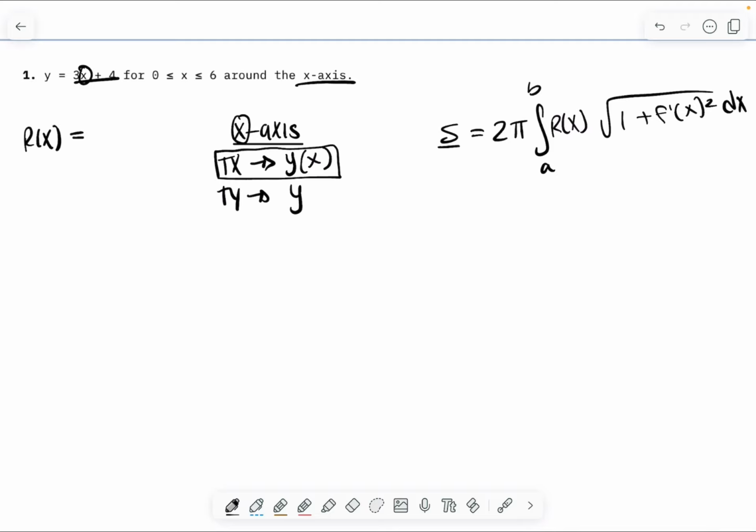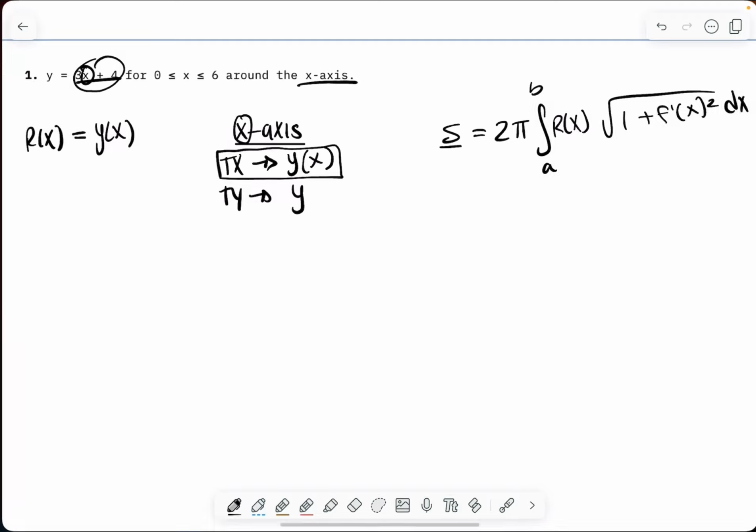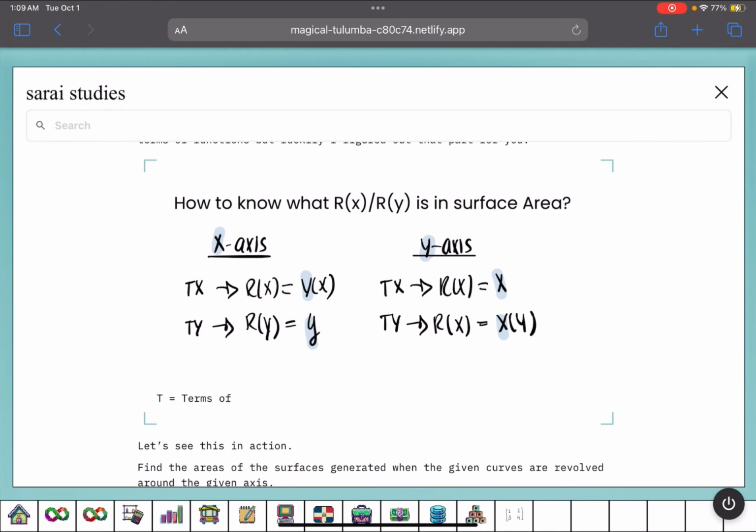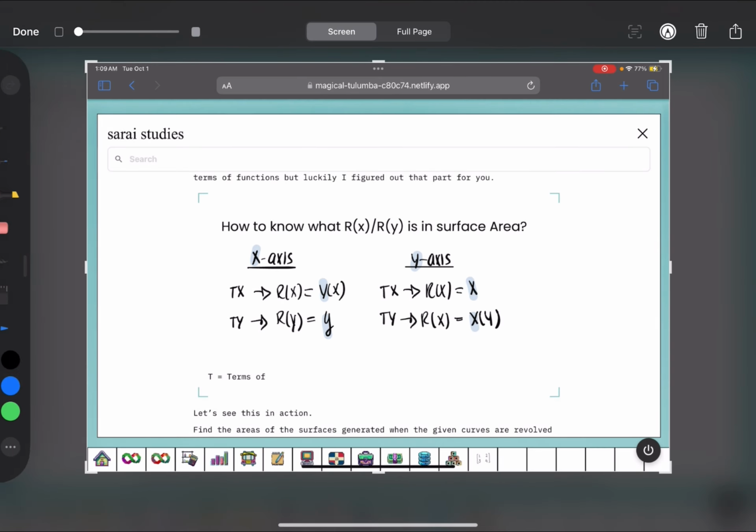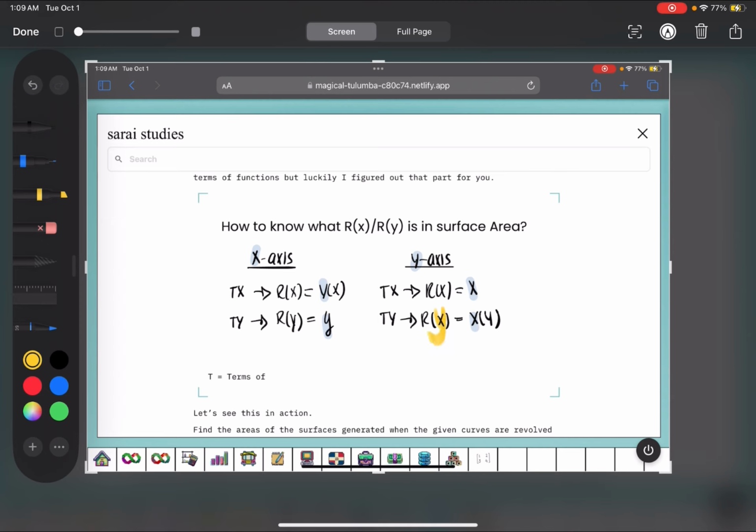So because my equation is in terms of x, my r of x is going to be y of x. So that's what's here on my site. This is literally what I use. The only thing is that right now there's a typo. This is supposed to be r of y.